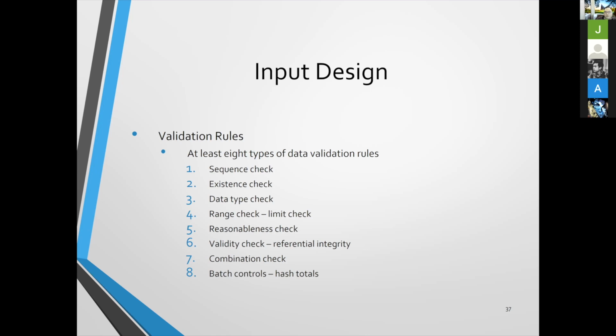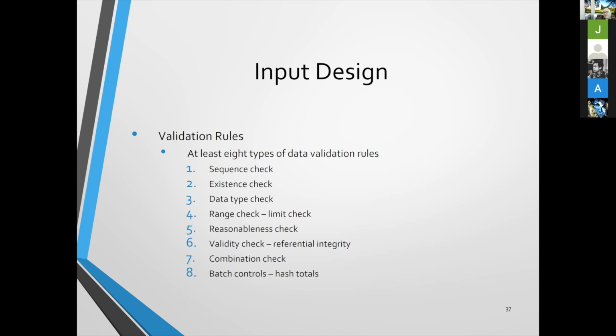The next one, range check or limit check. For example, if you say that the customer can withdraw at most 20,000 baht per transaction, but the customer enters 100,000 baht, this is out of range. You don't allow the users to go to the next step, because the ATM machine will not dispense more than 20,000 or 30,000 baht per transaction. You just show the error to them.